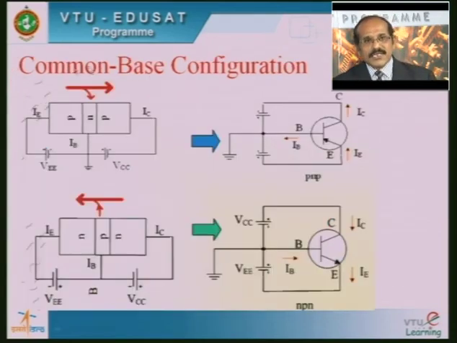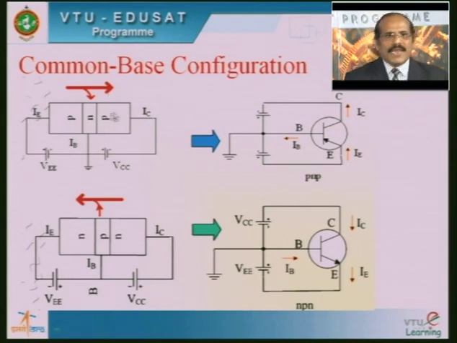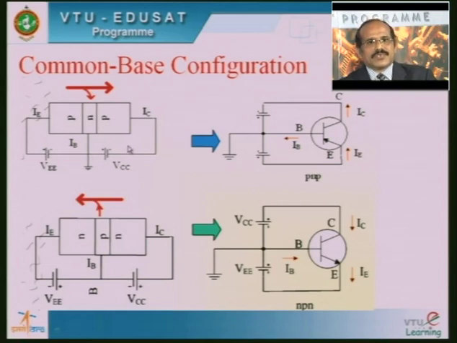Therefore, here you can see that we have a common base configuration for both the PNP as well as the NPN transistor. In the PNP transistor, this P acts as the emitter, this N acts as the base layer, whereas this P acts as the collector layer. Therefore, in this case, this P is connected to the positive terminal of VE with reference to base. So, this is forward bias, whereas the output junction, that is the P layer, the collector, is connected to the negative terminal of VCC with reference to the base. So this will be reverse bias.